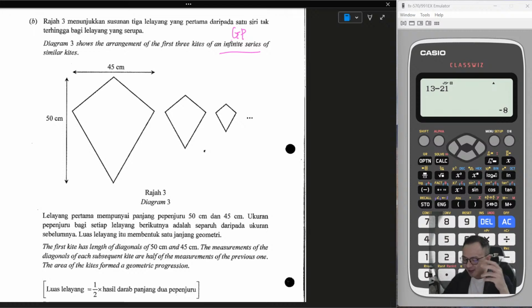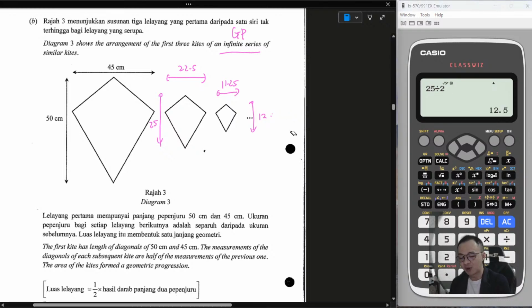And then, okay, the first kite has a diagonal length of 50 and 45. You can see from there. So the measurement of the diagonal of each subsequent kite is half of the measurement of the previous one. So the next one will be half of it, 22.5. This one also will be half of it, 25. Then they half again, from here is, what is that, 25 divided by 2? Yeah, 12.5. So you get the idea.